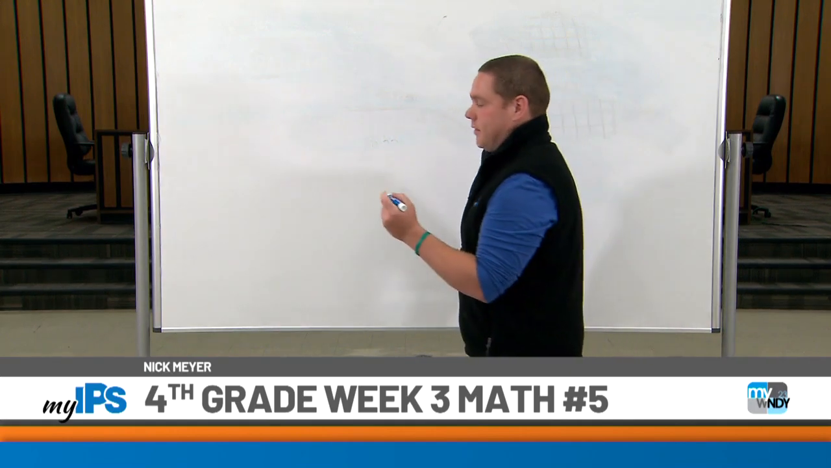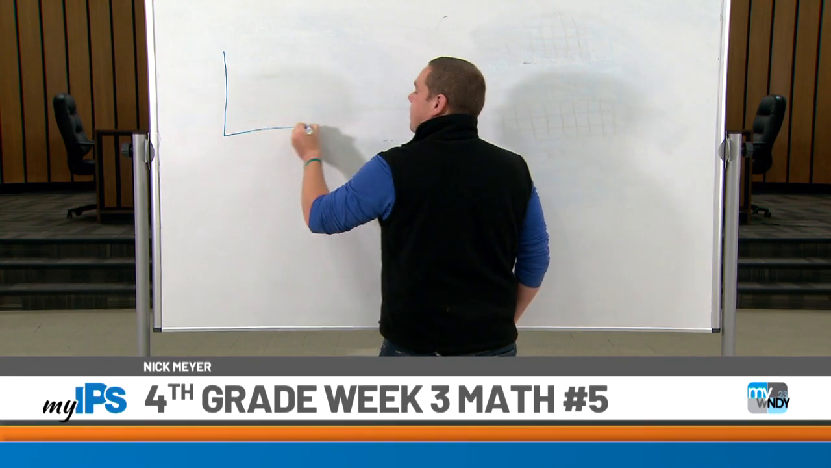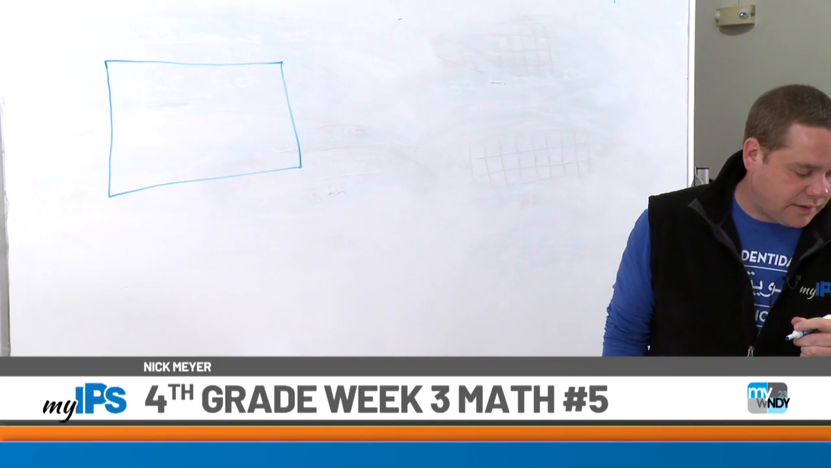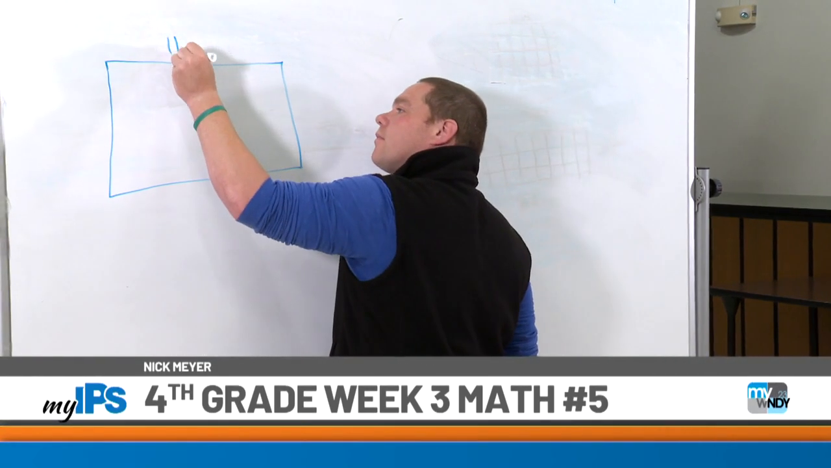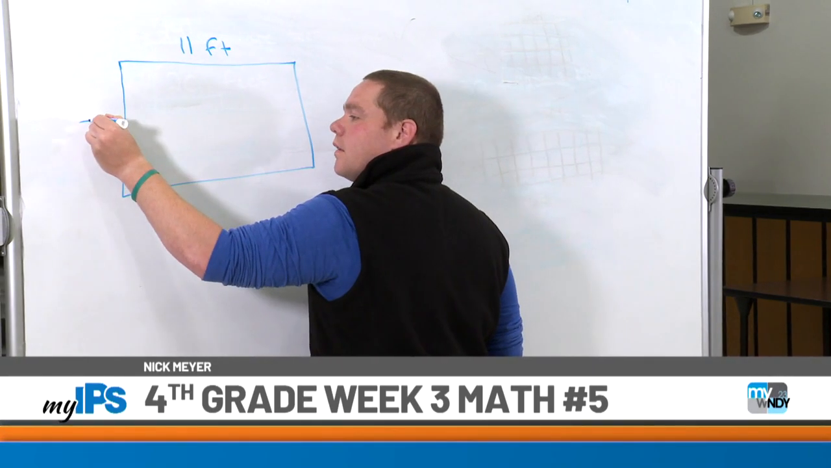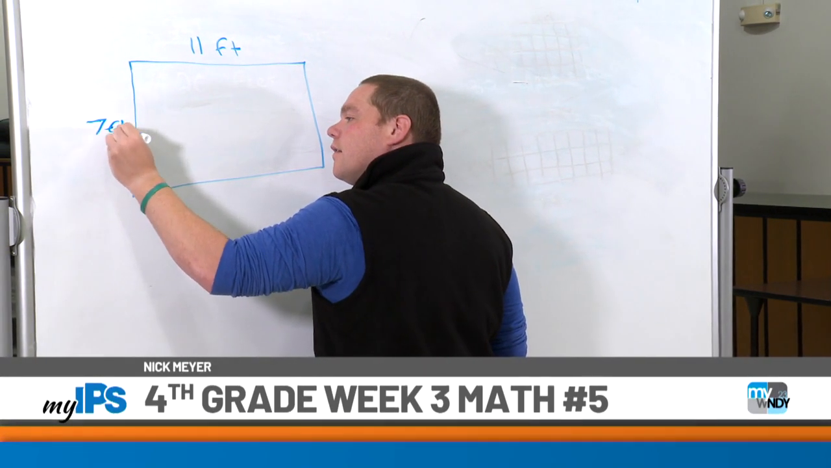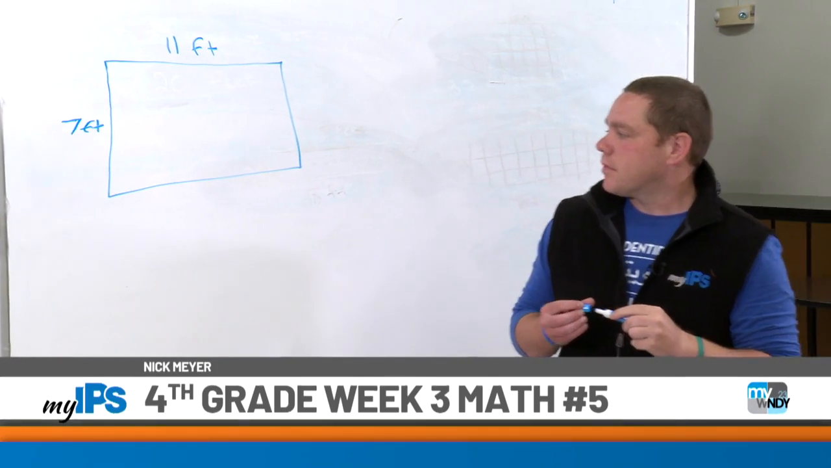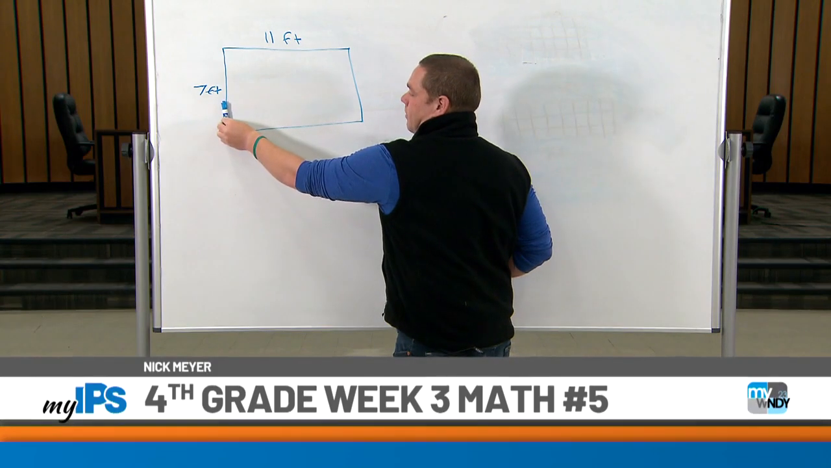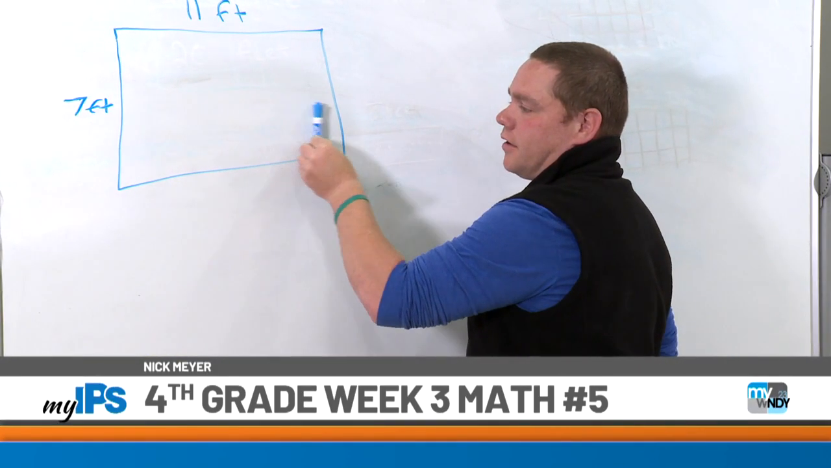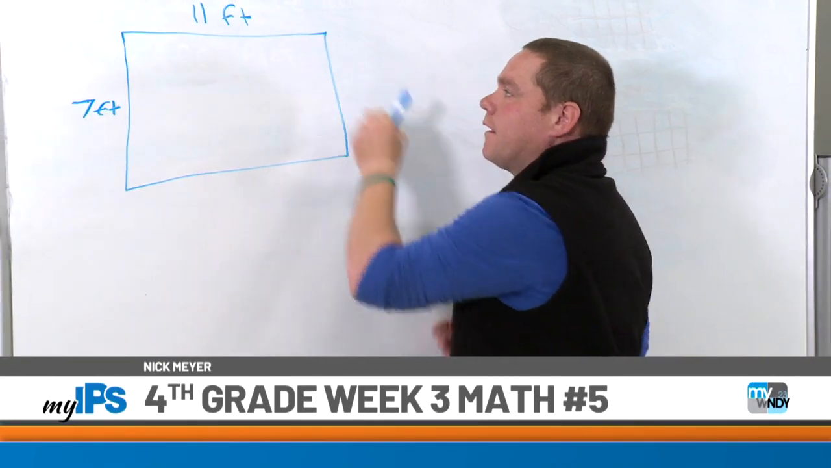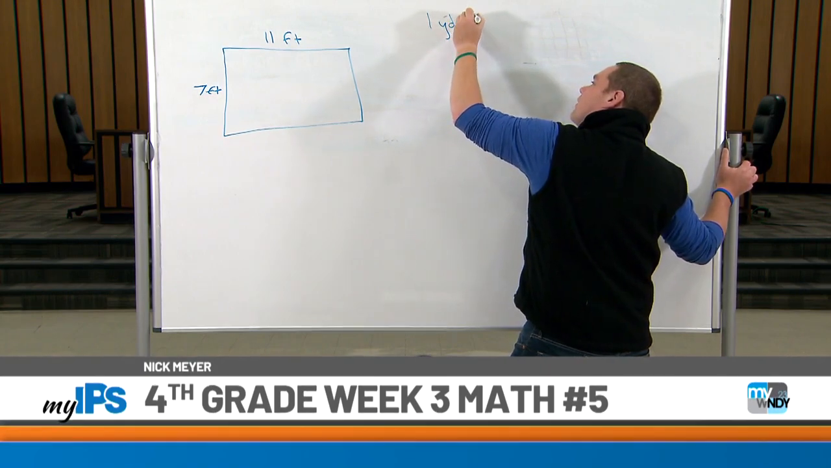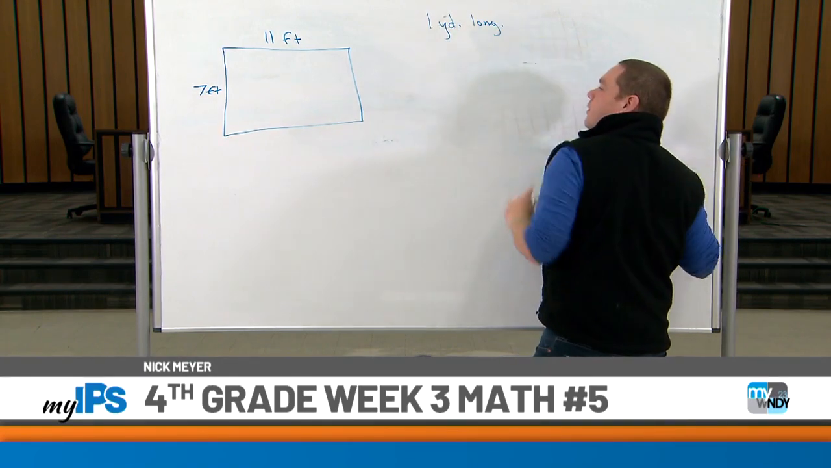So they have a bulletin, I'm just gonna make a model for it. They have a bulletin board that is 11 feet by 7 feet. When they try to roll out their paper, it's only 1 yard long. So their paper is just 1 yard long. So they're gonna have to cover this.